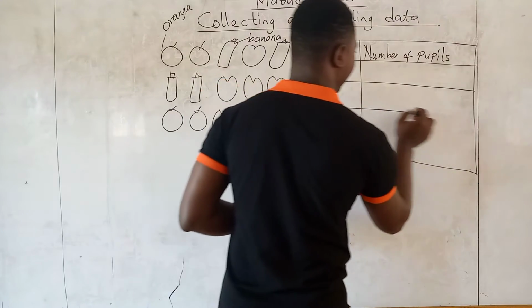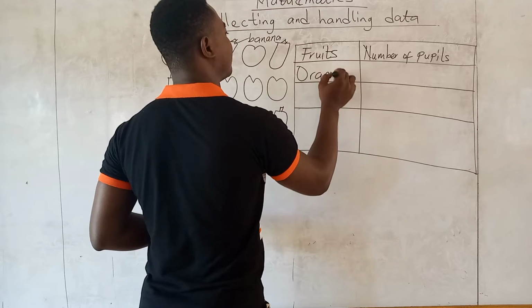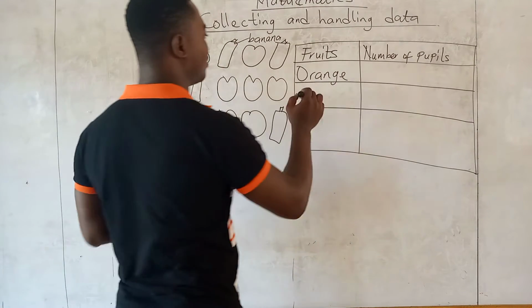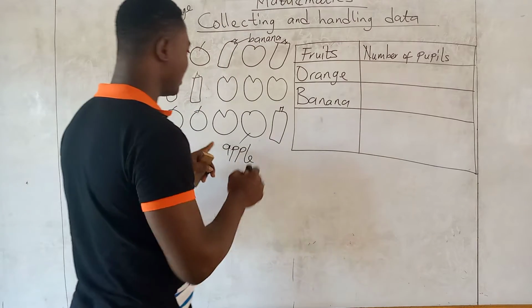Now we divide it into 3 like this. The first fruit we have is orange. The second fruit is what? Banana. The next one is apple.